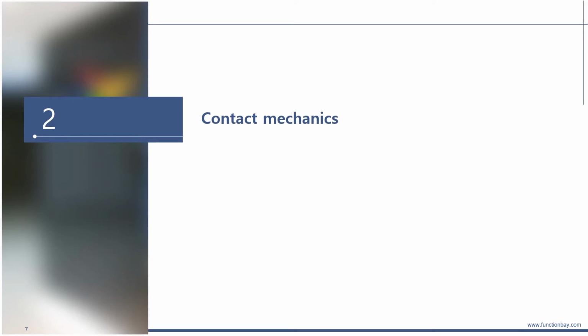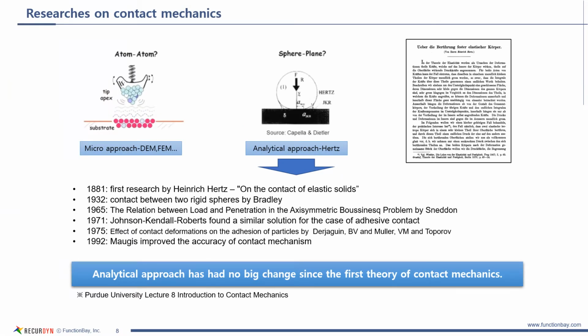This chapter is about mathematical contact algorithm. I believe most of you don't want to learn mathematics here, so I will talk about just key points and skim most of the formula. If you want to know more about the algorithm, please read this document by yourself and refer to the related papers. In fact, the analytical approach has had no big change since the first theory of contact mechanics.